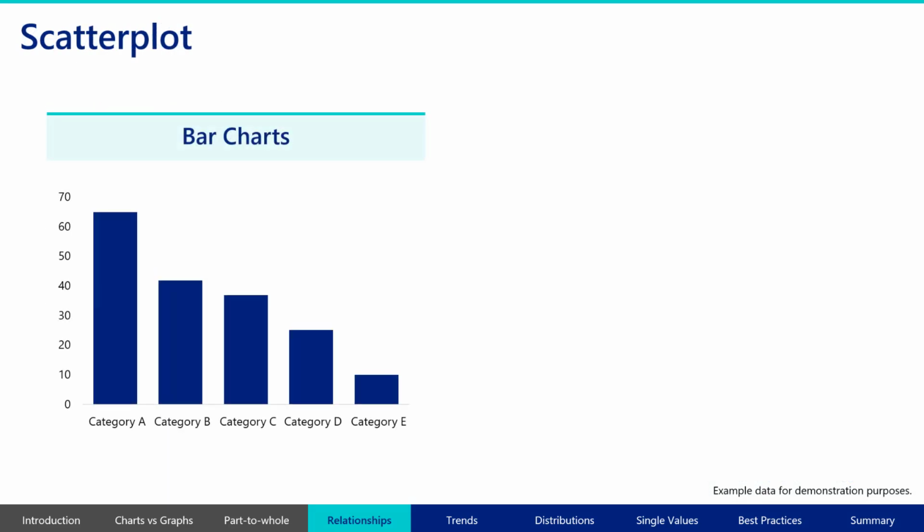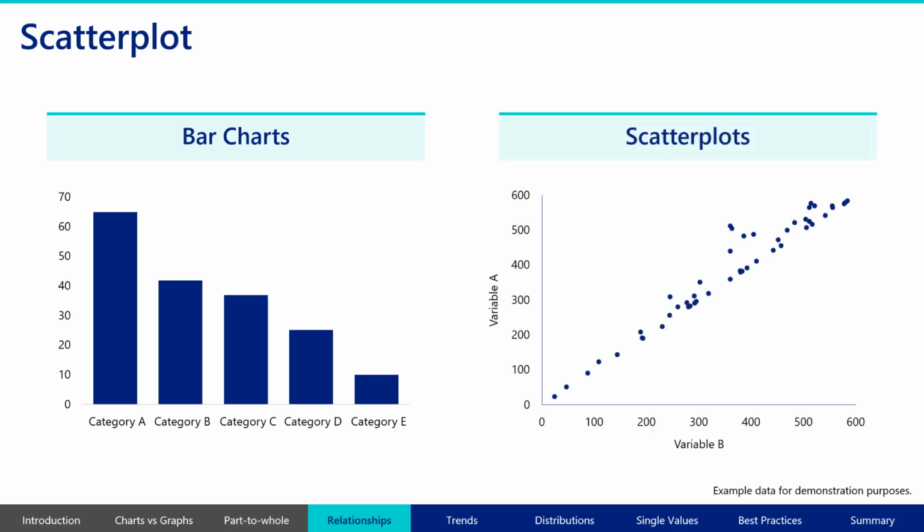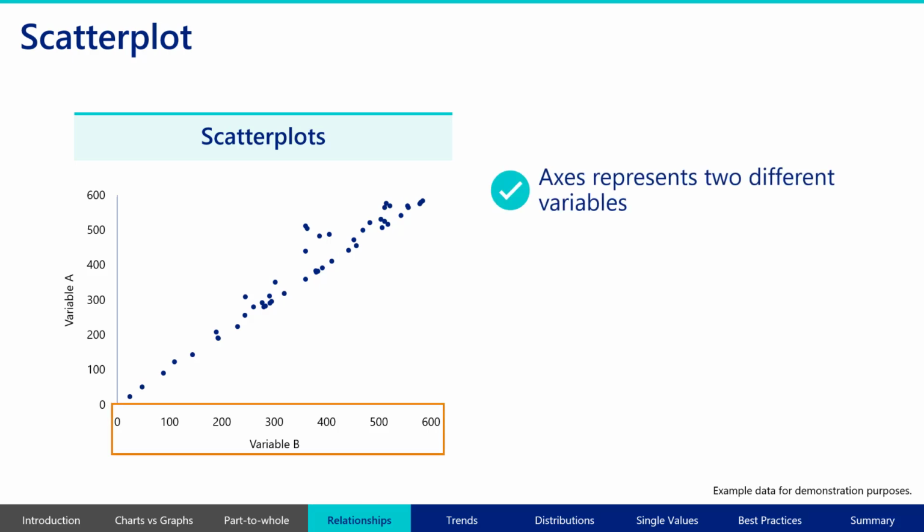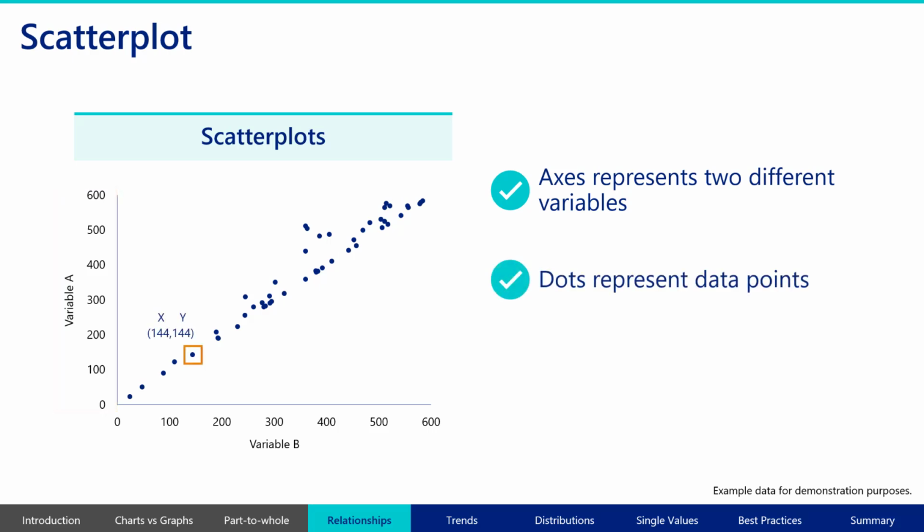While bar and column charts visualize the relationship between a categorical variable and a numeric variable, scatterplots are often used to visualize the relationship between two numeric variables. In a scatterplot, the x-axis represents the unit of measurement for one variable, while the y-axis represents the unit of measurement for the other variable. Each dot on the graph represents an individual data point.